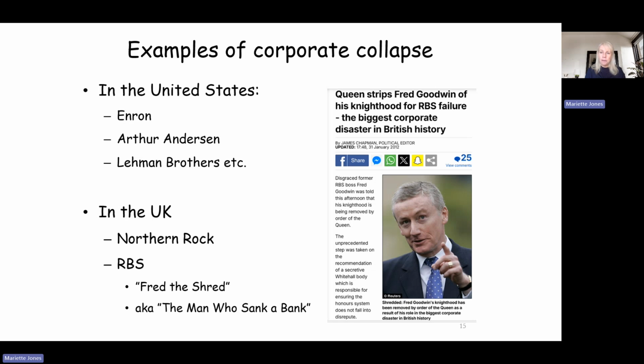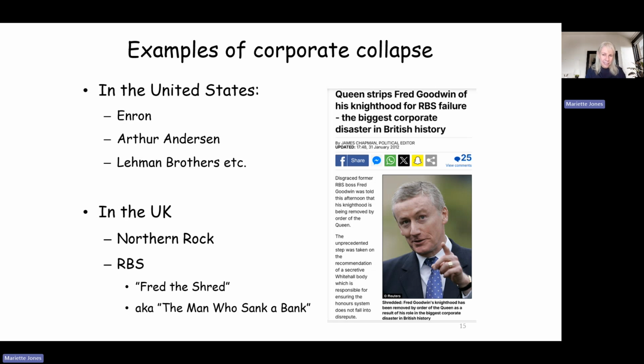In the UK, round about the 2008 financial crisis, we had the collapse of Northern Rock and the Royal Bank of Scotland. Very interesting to read up on this person, Fred Goodwin, who was at the head of Royal Bank of Scotland. He was nicknamed Fred the Shred, go and find out why, or the man who sank a bank. What happened there was so egregious that the Queen stripped him of his knighthood. It was the biggest corporate disaster in British history, and fingers crossed it doesn't get repeated in my lifetime.